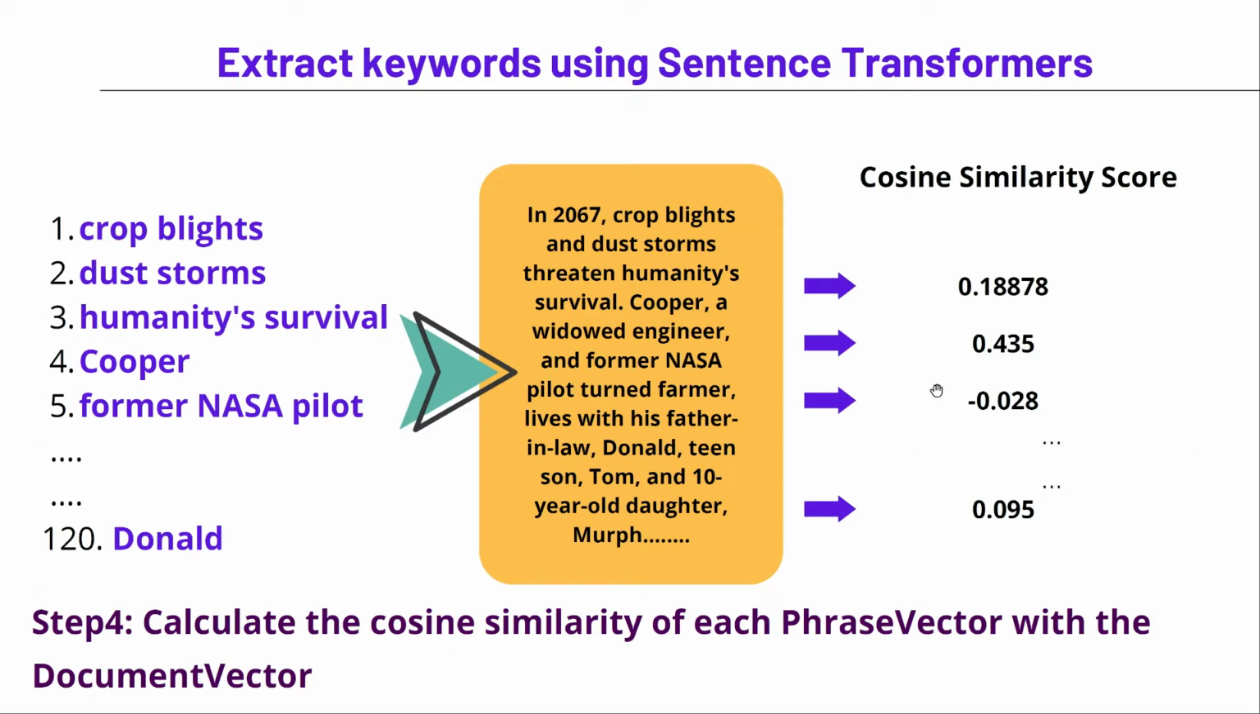Now we arrive at step 4, which is the most interesting part of this, which is we are going to take the cosine similarity of the phrase vector and the whole document vector, and we are going to do that for all the phrases that we have. So at the end of the day, we are going to get a cosine similarity score of each phrase vector with the document vector. So for example, 0.188 is the cosine similarity score of crop blights and the whole document vector. Similarly, we get the 384 dimensional vector for dust storms and take the cosine similarity with this whole document vector, that is also 384 dimensions, the same dimensions essentially, and we are going to get 0.435, etc. As I mentioned, we get the cosine similarity of each phrase vector with the document vector and extract the scores in step 4.